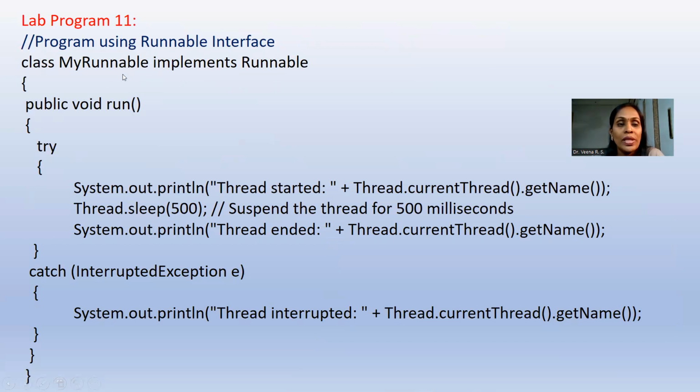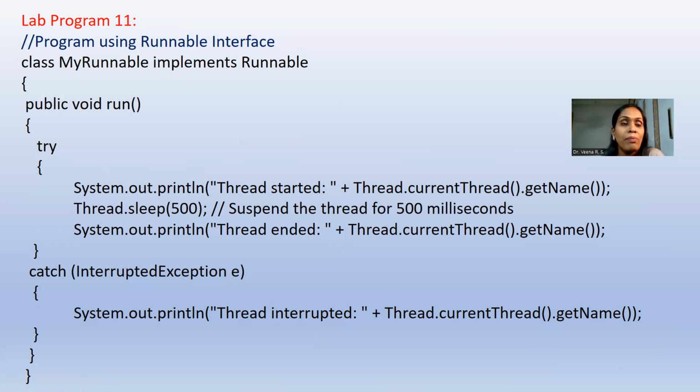With what name do I want to create the class? Suppose MyRunnable. And as you have to make use of the runnable interface for multi-threaded programming, you will use the keyword implements followed by the interface, Runnable. In this class, as I have told you, you should have a run method, which stores the business logic of the particular thread to be executed.